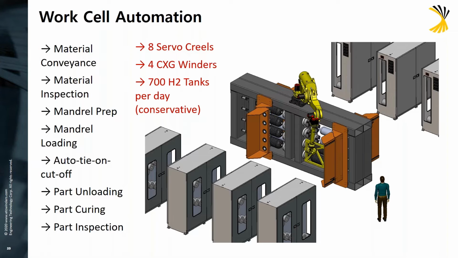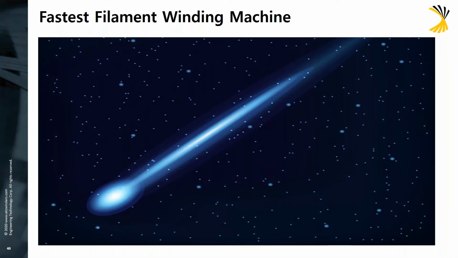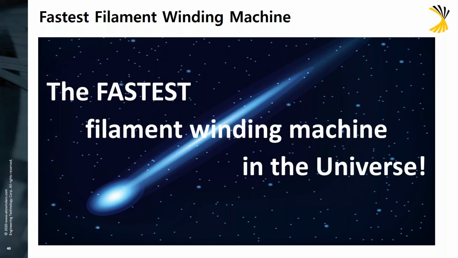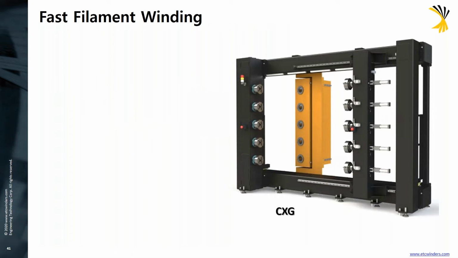So I want to just rewind a little bit to 2019. I'm not a huge fan of 2020 thus far, but back in 2019, it seemed like we kept hearing the same question. People wanted the fastest filament winding machine in the universe. We heard time and time again that we want 5 meters per second out of our machines. We want to run fast. We want to have very high throughputs. So what is the fastest filament winding machine?